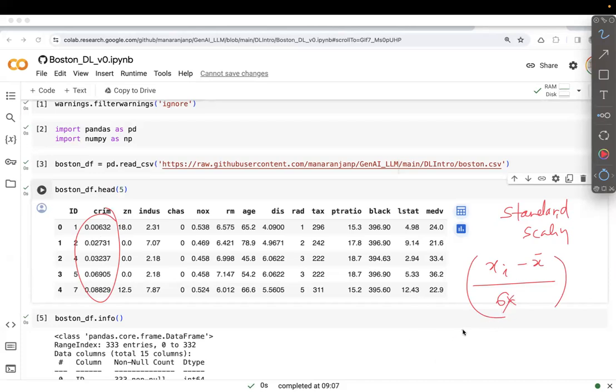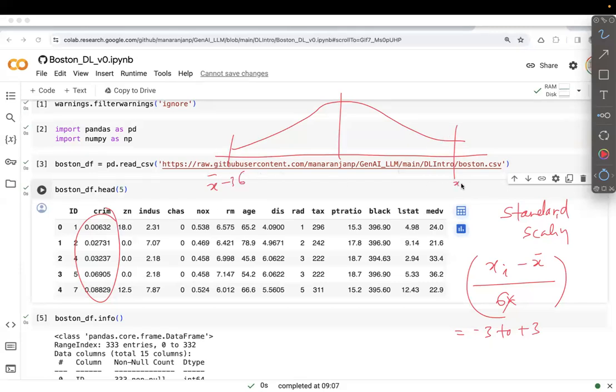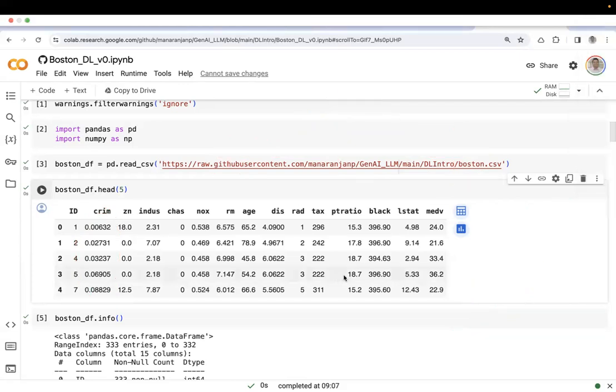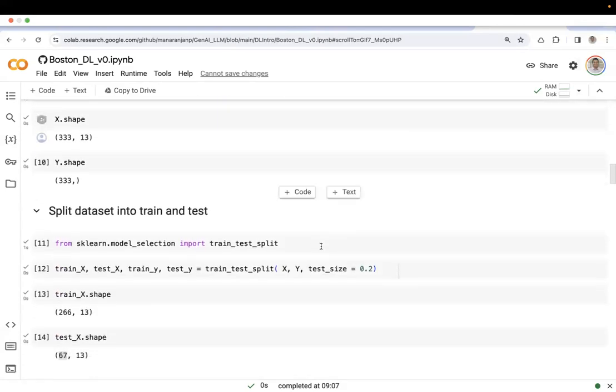So these values typically will remain between -3 to +3 because of the normal distribution. If you look at the bell curve, most of the population will lie between -3 standard deviations to +3 standard deviations. Okay, so everything will fall into that. But whichever technique you use, it will bring all the values into one single scale.